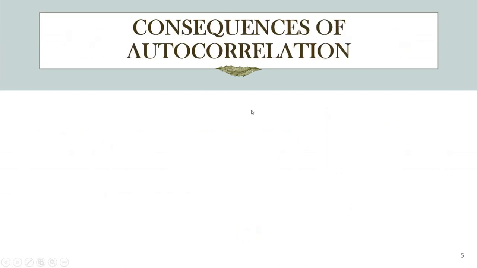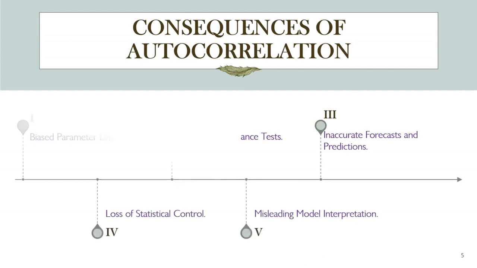Consequences of autocorrelation. Autocorrelation gives us biased parameter estimates. Second one is, incorrect significance tests. Inaccurate forecast and loss of statistical control are another two consequences of autocorrelation. And the fifth one is, misleading model interpretation, which is the biggest concern of autocorrelation.